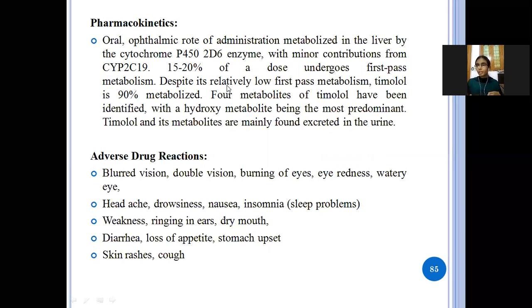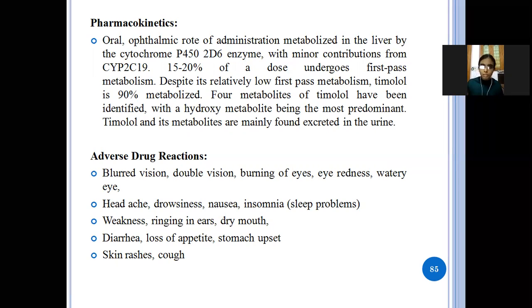Despite its relatively low first pass metabolism, timolol is 90% metabolized. So it is 90% metabolized in the body. Four metabolites of timolol have been identified, with hydroxy metabolites being the most predominant, and its metabolites are excreted in the urine. So it has oral and ophthalmic routes of administration, undergoes first pass metabolism through the cytochrome enzyme, 90% of the drug is metabolized in the body, and it is eliminated through the urine.